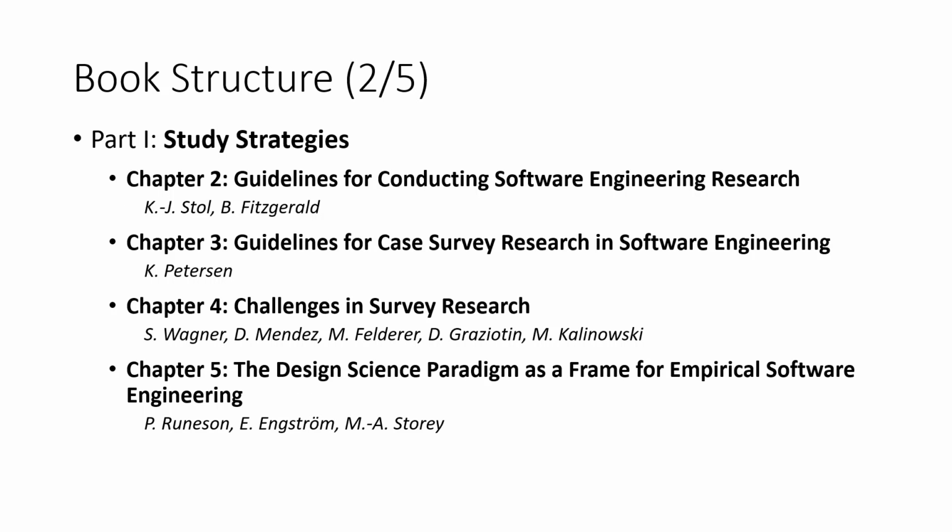The first part is about study strategies. It contains 4 chapters. One on guidelines for conducting software engineering research, providing an overall framework for classifying and applying empirical methods in software engineering. The second one about guidelines for case survey research in software engineering. The next one, challenges in survey research. And the final one in this part, the design science paradigm as a frame for empirical software engineering.